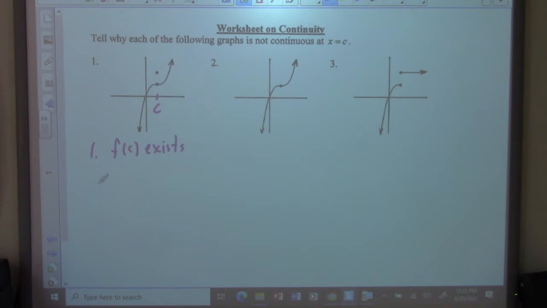So that meets condition 1. Condition 2: does the limit as x approaches c of f of x exist? It's not on the line, but remember what a limit is. Hannah really made a good effort. She explained that we came from the left, we get this, and we came from the right. Are we coming up to the same place when we go right? Does the limit exist? Yes, it exists.